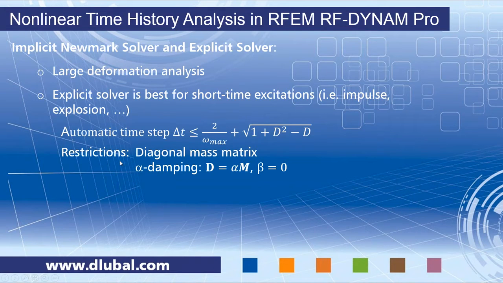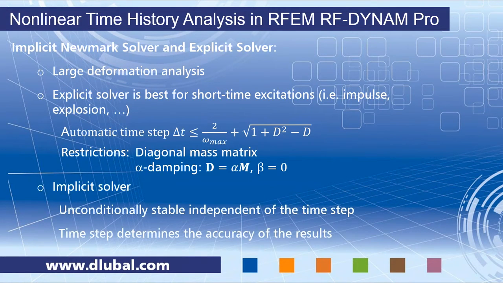It's only working for a diagonal mass matrix and also for a diagonal damping matrix. And for the damping matrix, this means you can only define alpha damping. The beta needs to be 0. These are restrictions, but RFEM is far more complex. It has more non-linearities available than RSTAB, obviously. It's a finite element program, and RSTAB is a truss analysis software.